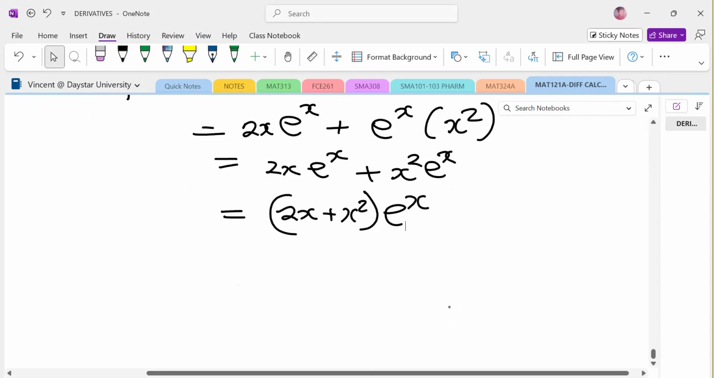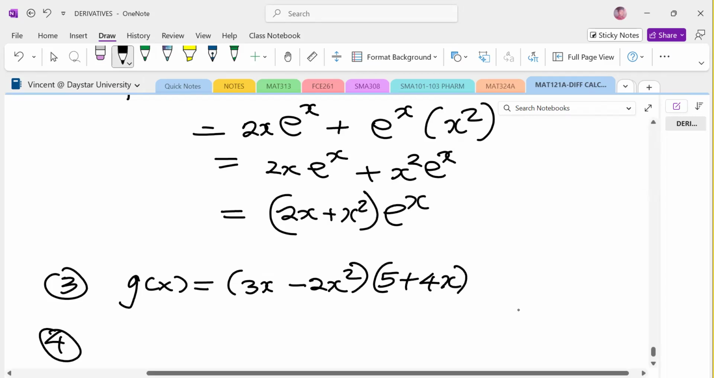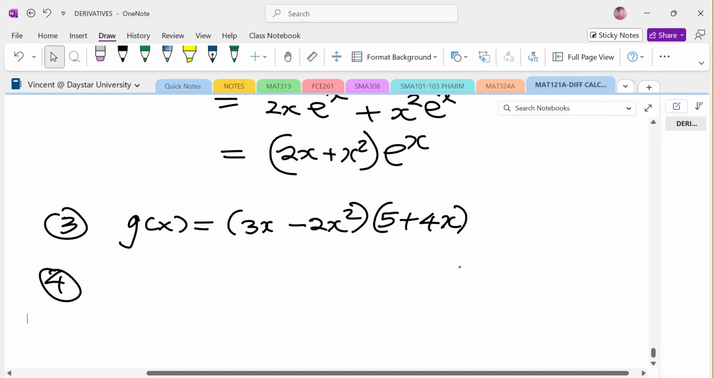Then I want you to find the derivative of this. The g of x is given by 3x minus 2x squared into 5 plus 4x. And then number 4, find dy dx given y equals x e power x. I'll give you 2 minutes to try this.